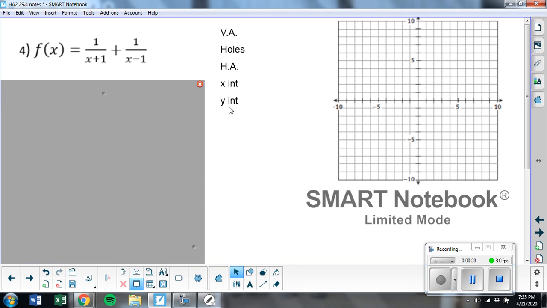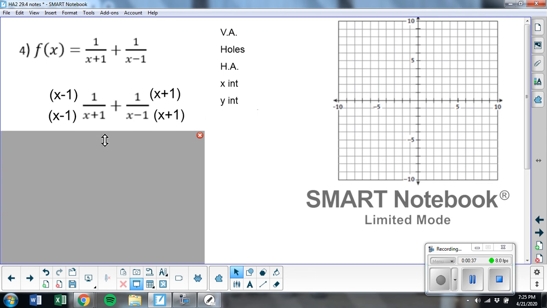So let's start by simplifying this expression into a single fraction. They have different denominators. Let's get them to be the same. Let's multiply this one by this denominator, x minus 1. Multiply the second fraction by this denominator, x plus 1. Okay, that looks a little messy, so let's simplify. Let's distribute the top.